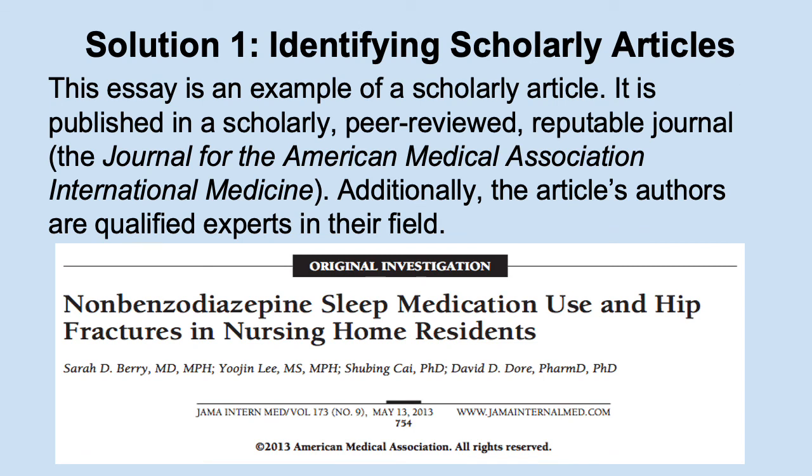So here's the solution to the exercise. This essay is an example of a scholarly article. The reason is that it is published in a scholarly, peer-reviewed, reputable journal, which, if you can see at the bottom of the extract, is JAMA, or Journal of the American Medical Association, Internal Medicine. So you know that this is a well-respected, scholarly, reputable source.